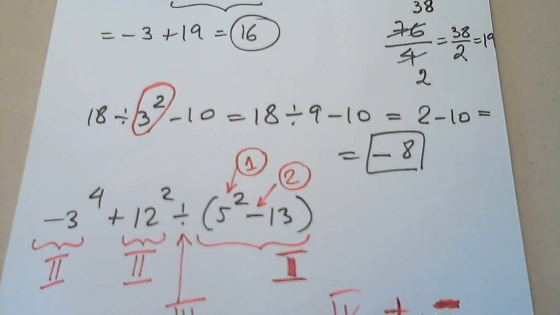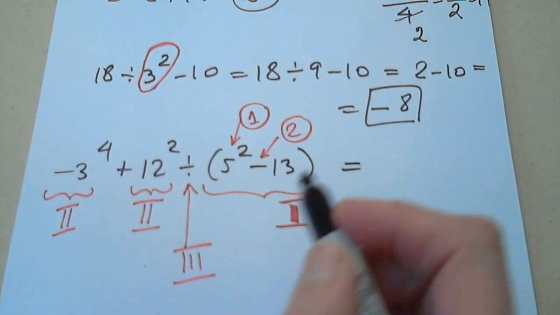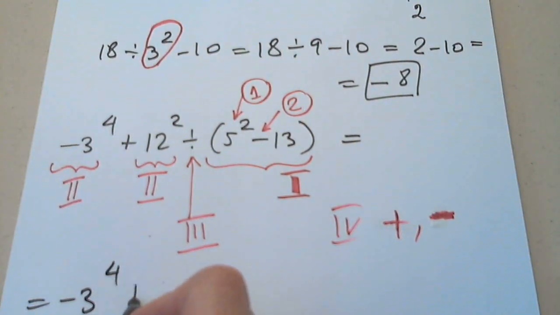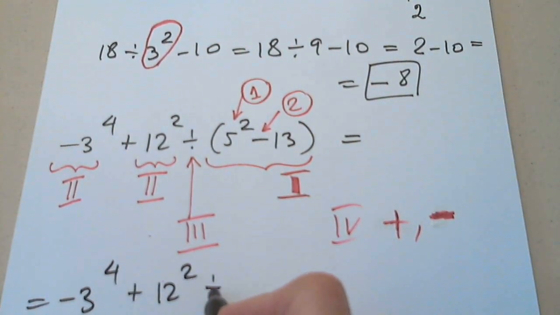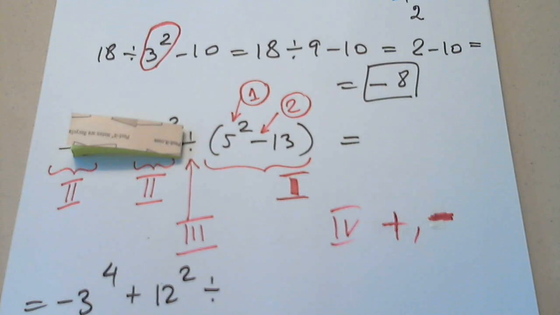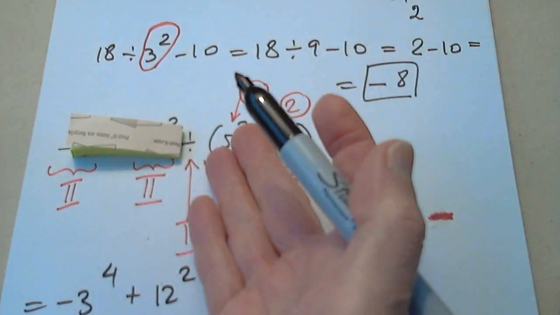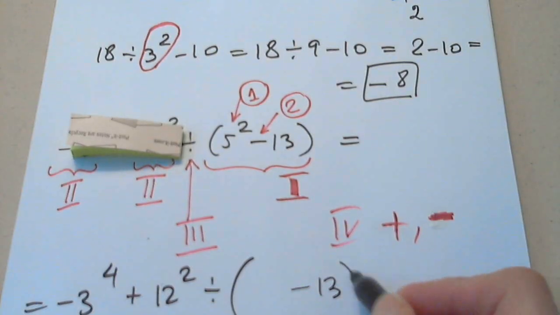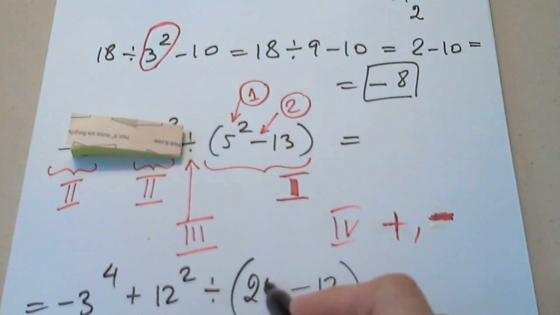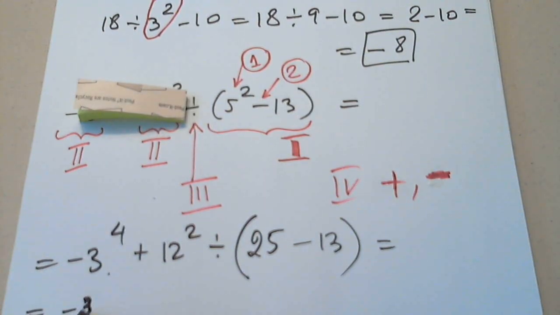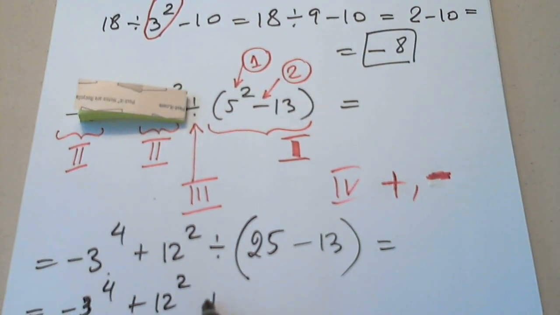Okay, stop me if you have questions. So I copy -3 to the 4th power. I copy 12 squared. I copy the division symbol. I don't look at anything else. My priority is here, in parentheses. Can anyone tell us how much is 5 squared? And then I'll copy 13. 25. Yes, perfect. Good. -3 to the 4th plus 12 squared.